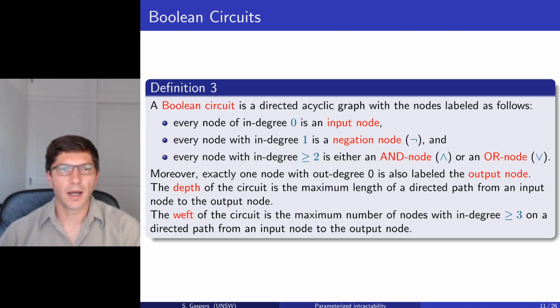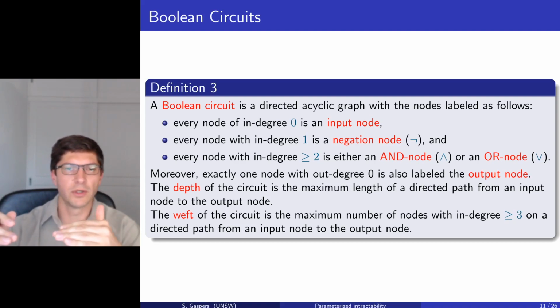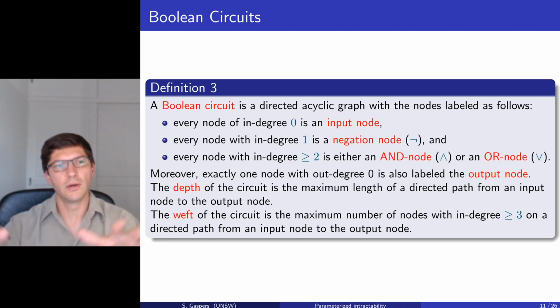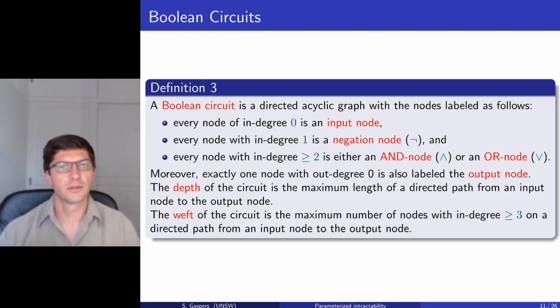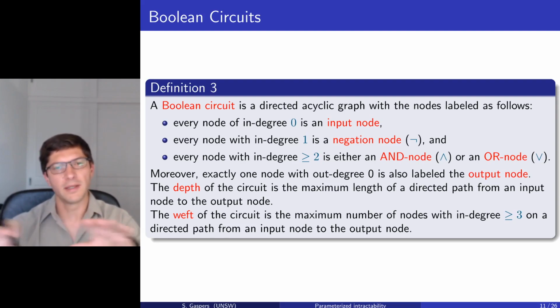So our Boolean circuit will have some inputs. On the inputs we are going to place Boolean values, and then these propagate through the nodes of the circuit. At the negation node they get negated, at an AND node the result is 1 if and only if the inputs were all 1, and at an OR node the result is 1 if and only if at least one of the inputs was 1. Then at the end there's a single output node that has out-degree 0, and that's where the result of the computation is stored. So we have many input nodes and one single output node.